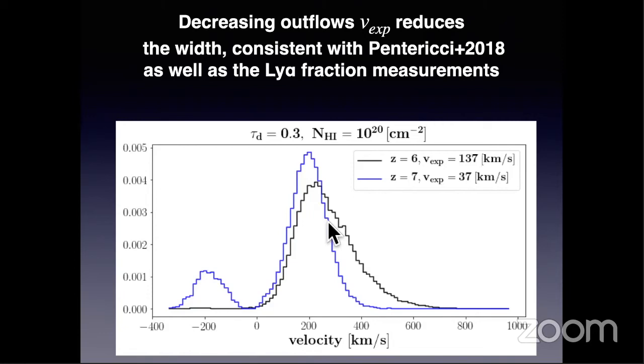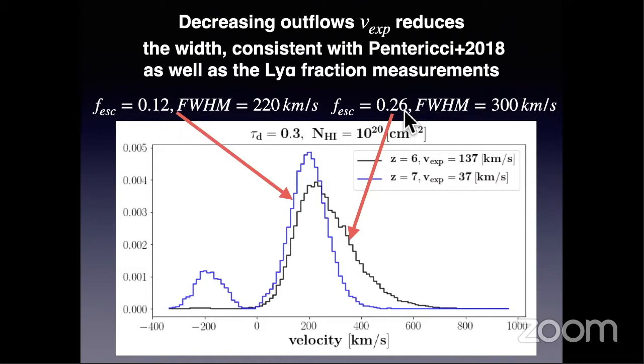So if you look at the spectral shape at redshift of 6, you realize your FSK is about 0.26, but then your width is about 300, which is the same thing that we have seen now from the observation at redshift of 6. When you change the outflow velocity by a factor of 100, you reduce that by a factor of 100, your FSK goes down by 0.12, so it's nearly half. That reproduced the drop.